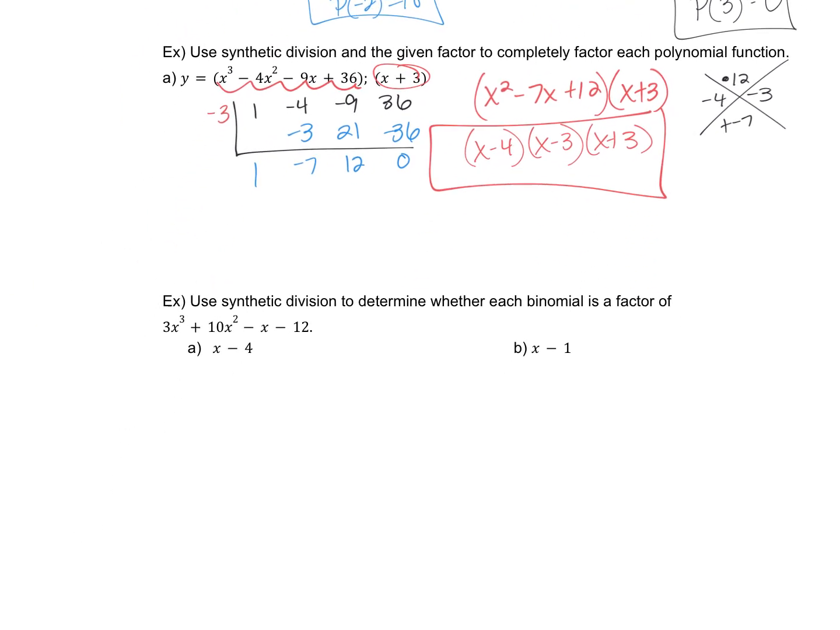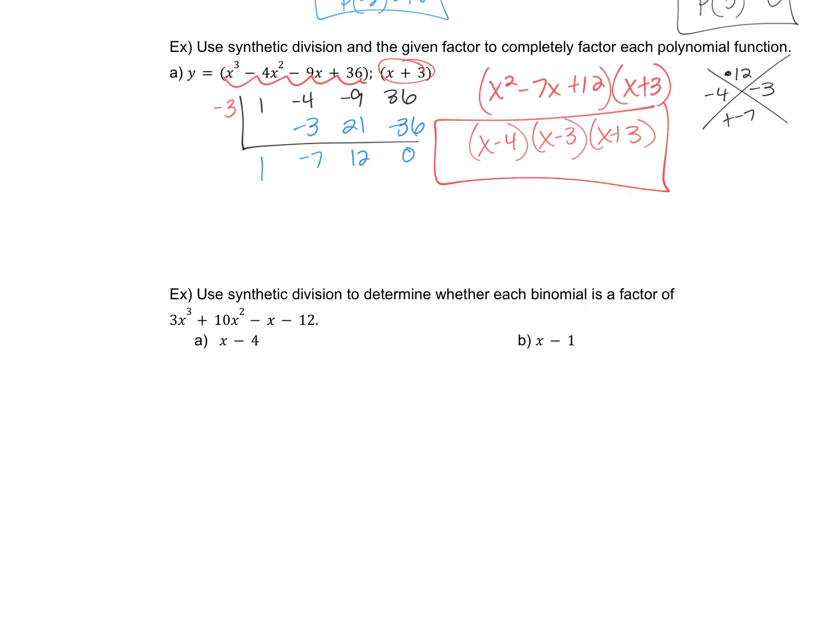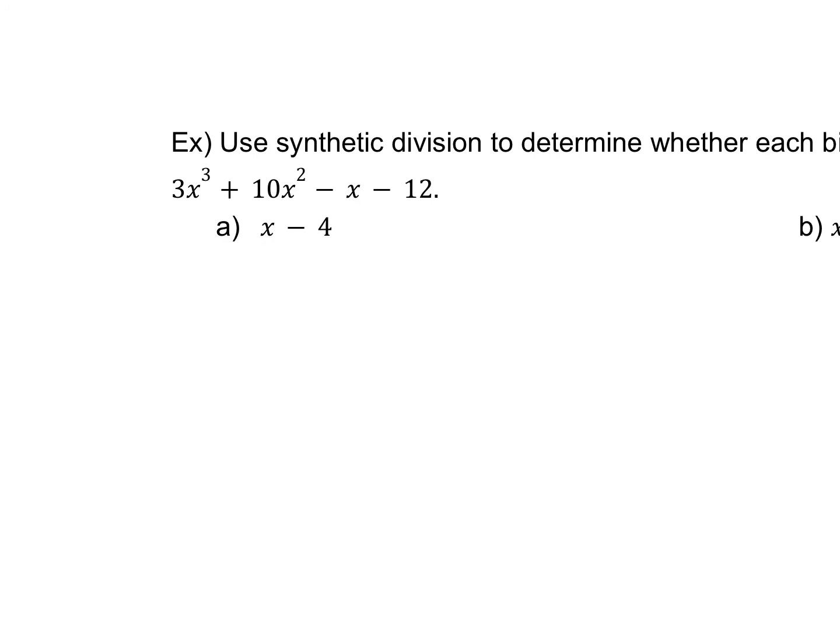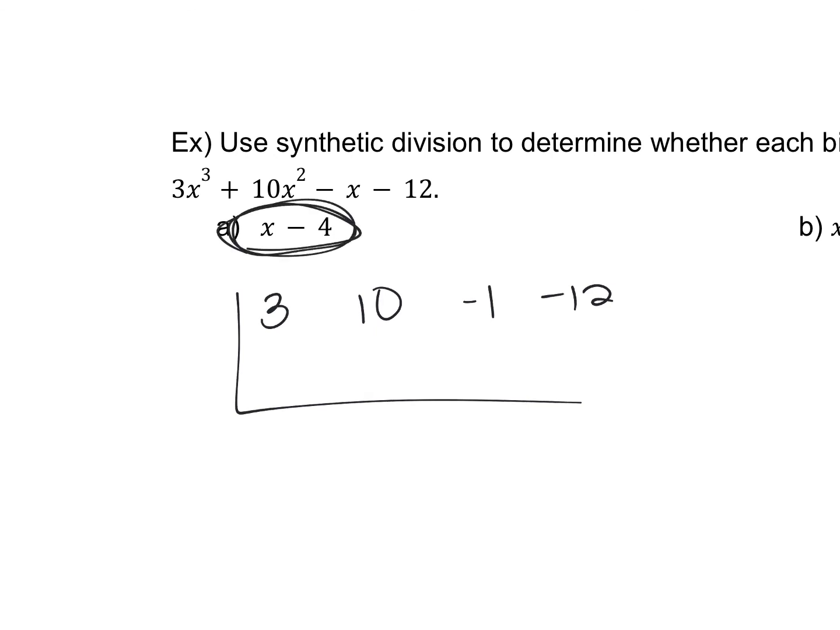Alrighty, last one, use synthetic division to determine whether each binomial is a factor. So what you do is you just divide them and see if they have a remainder. So let's set it up. 3, 10, -1, -12. And what is my 0? Here's what we're dividing by on this one is x minus 4. So what would the 0 be? +4. All right. So get after it. These numbers get kind of gross. That's okay.